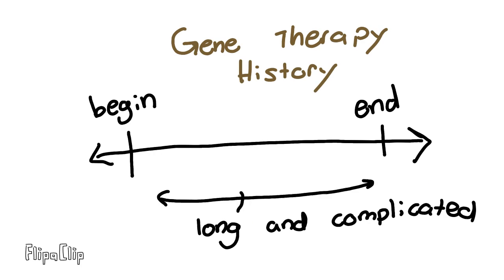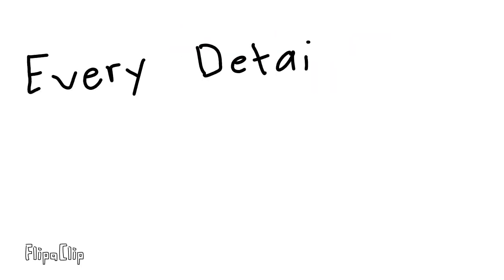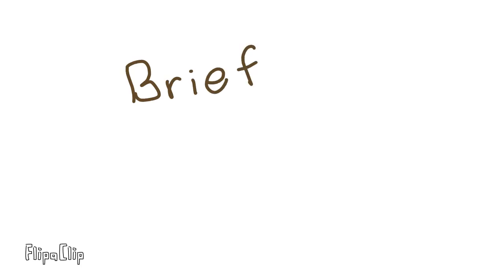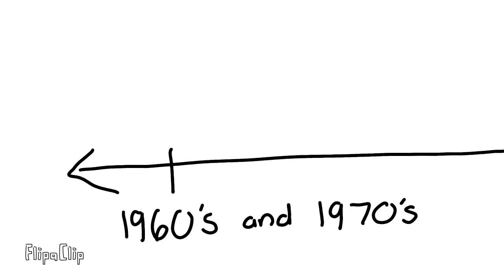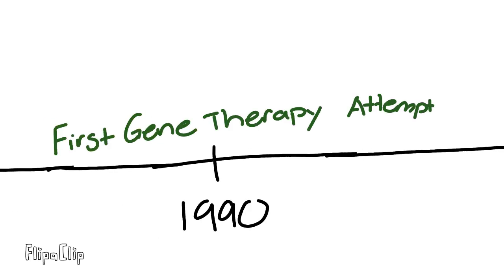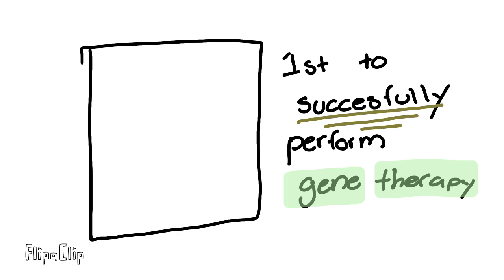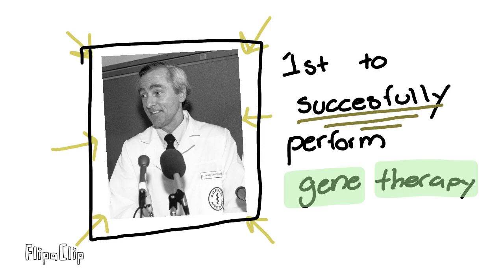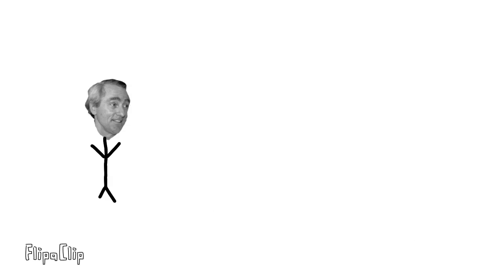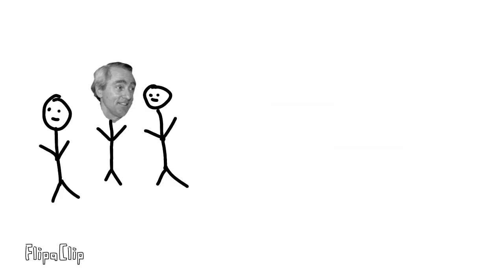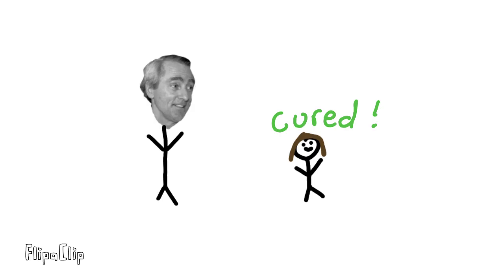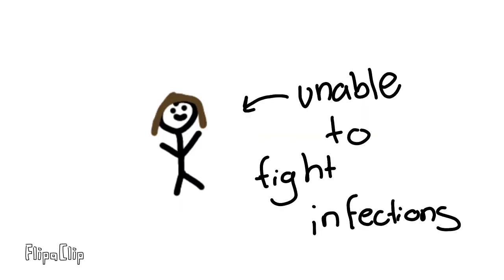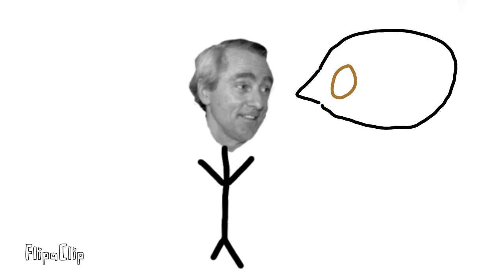So, gene therapy's history is long and complicated, and if I explained every detail, then we would be here for hours. So, here's a brief, simplified history. The original concept of gene therapy began in the 1960s and early 1970s, but gene therapy never actually happened until 1990. The first person who successfully performed gene therapy was a guy named W. French Anderson. He was dubbed as the father of gene therapy after a team he led cured a hereditary disease in a 4-year-old girl in 1990. But he didn't really cure her because she was left unable to fight infections, so oops!